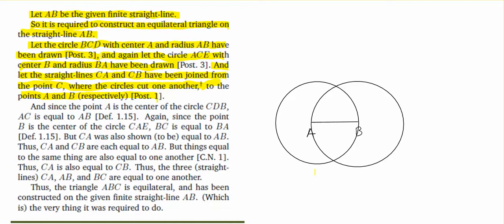So let's go ahead and use the one on the top. We're going to put a point C on the top where the two circles intersect each other or cut one another. Then we're going to draw two lines. One line from point C to point A, one line from point C to point B. So I'll go ahead and do that. Okay, there's my two lines. I have one line from C to A and one line from C to B.